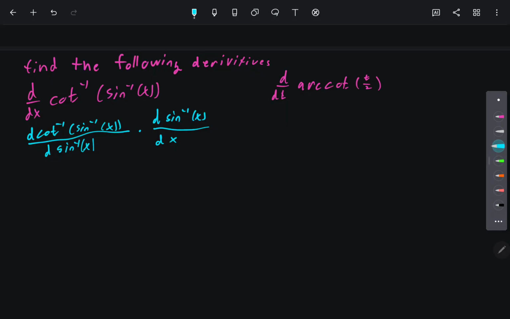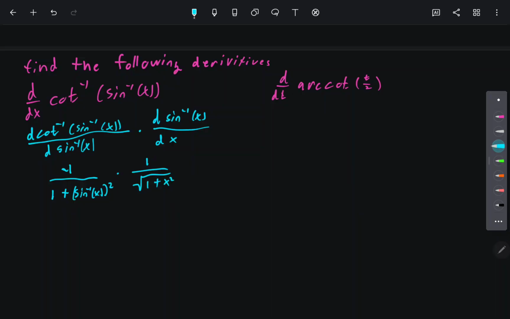Anytime that I'm writing this out, it's just to really highlight how the chain rule works. So we're taking the derivative of cotangent, which is negative 1 over 1 plus the sine inverse of x squared, times the derivative of sine inverse of x with respect to x, which is just 1 over the square root of 1 plus x squared. Does this simplify? Probably not.